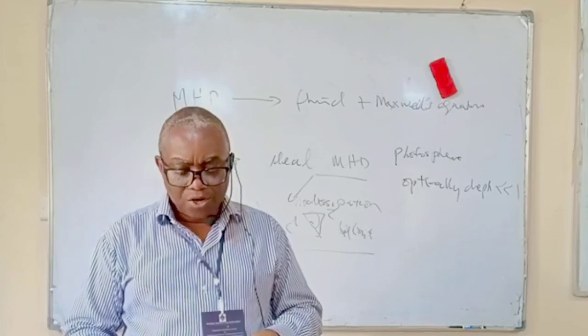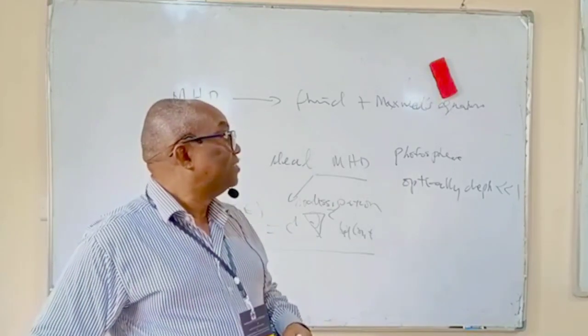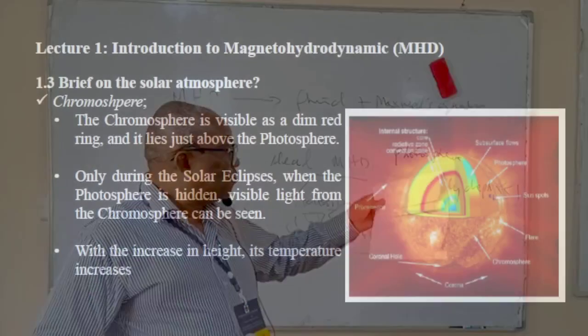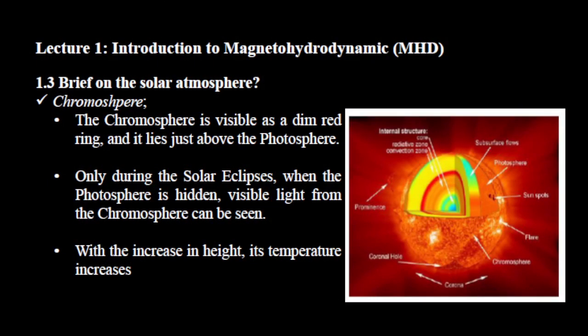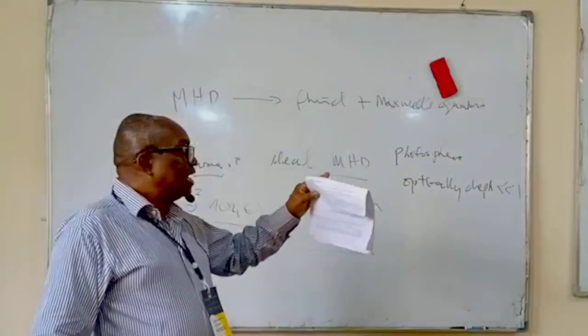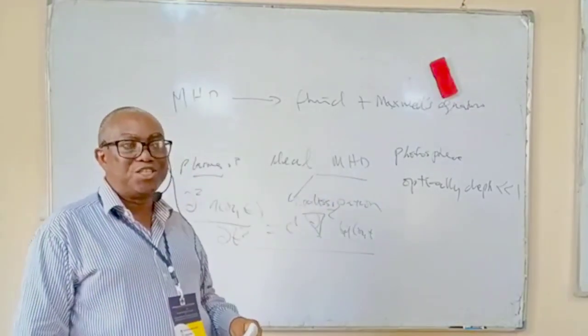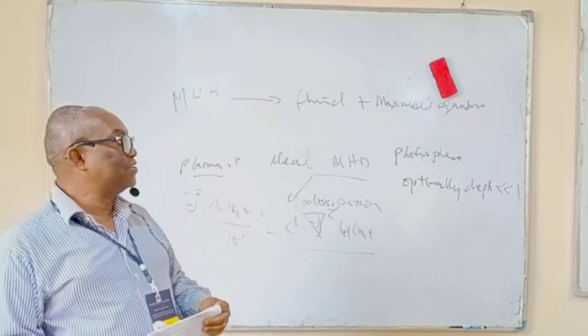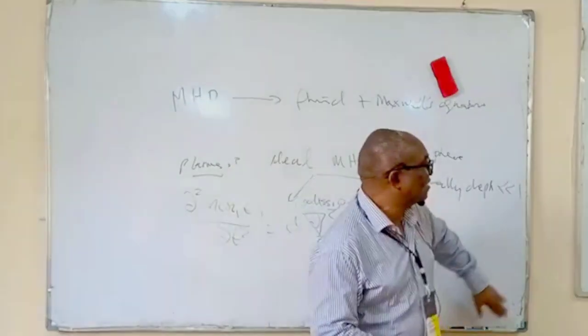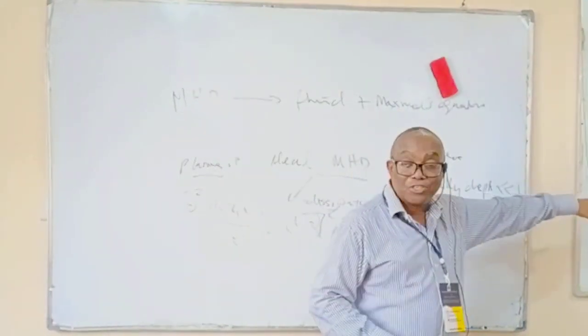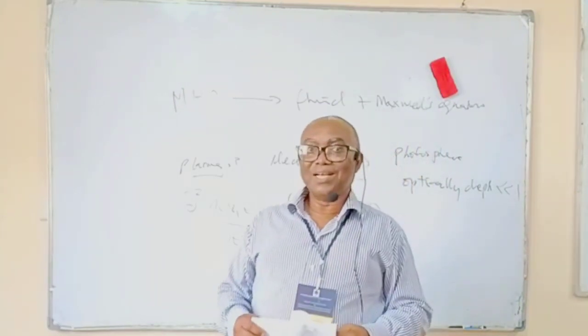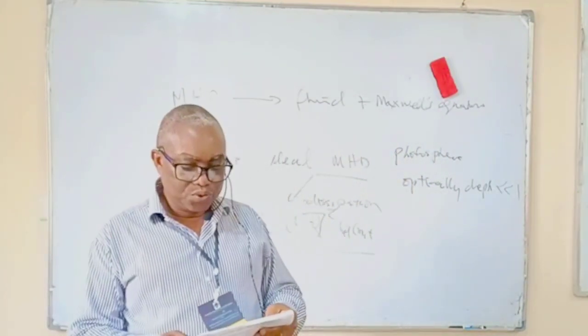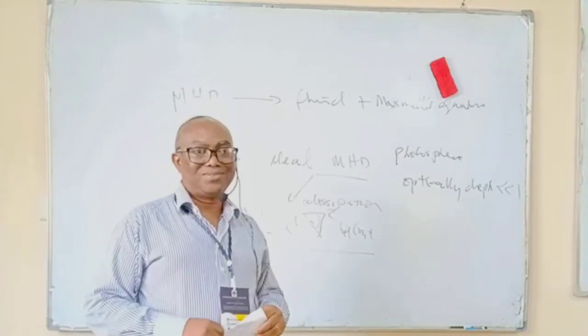Okay. Now, chromosphere is another area. Chromosphere is also visible as a dim red ring that lies above the photosphere. What are the characteristics? They are only visible or experienced during solar eclipses. So you can now see when the photosphere is hidden, visible light from the chromosphere can be seen. So these are one of the layers. You will see what is solar eclipse.